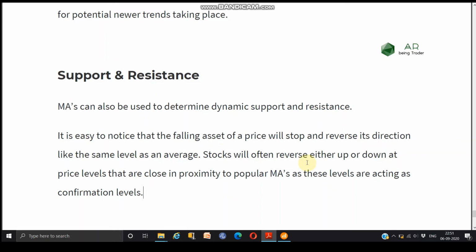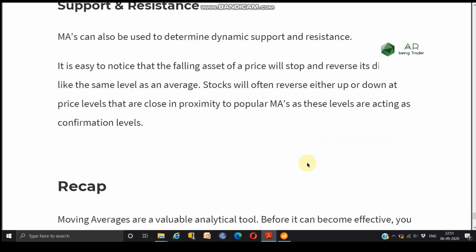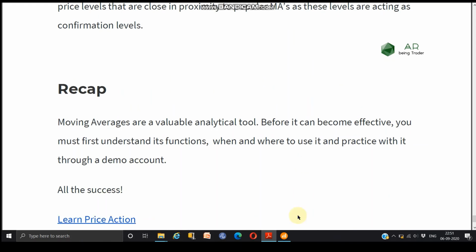Okay, that's it, guys. This is about moving averages that you need to know. Now let us see it in a live trade.